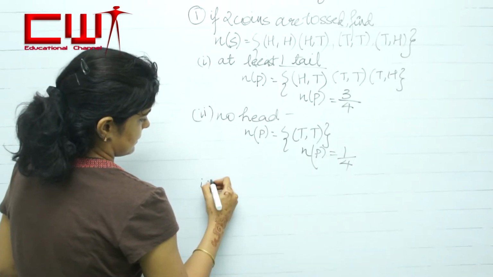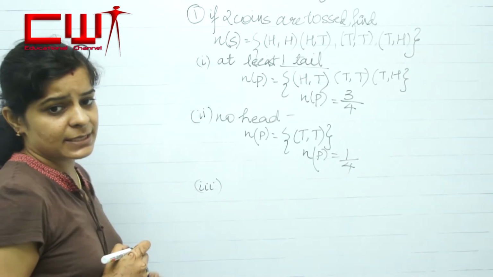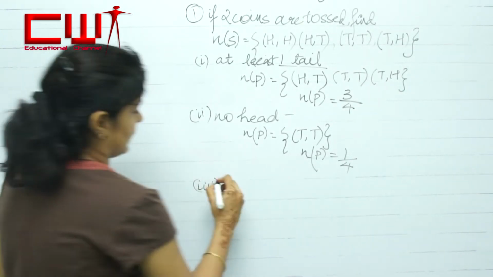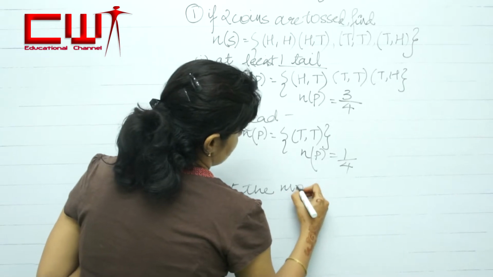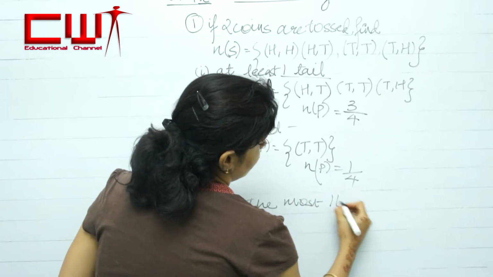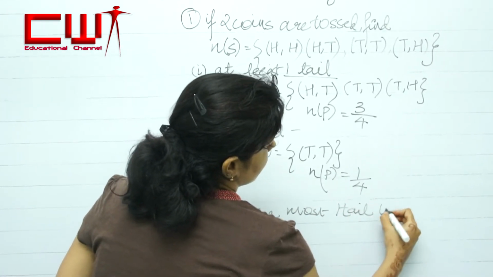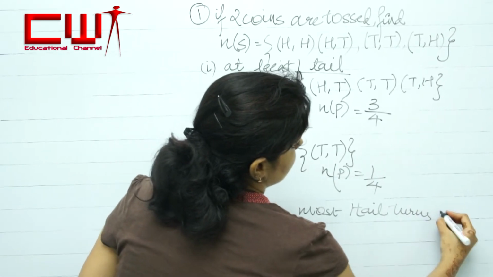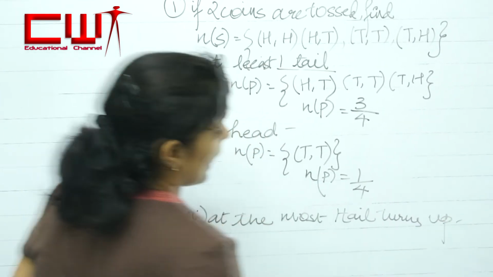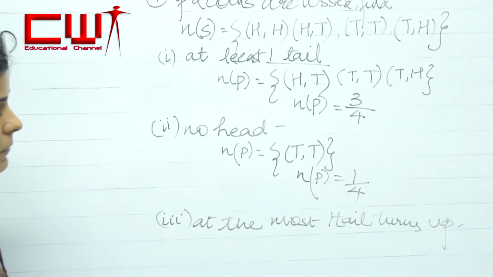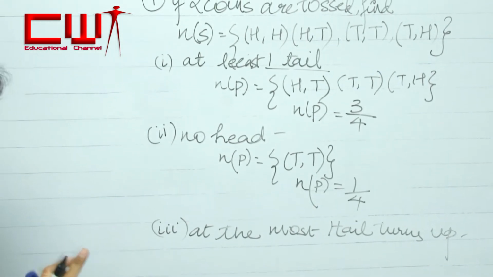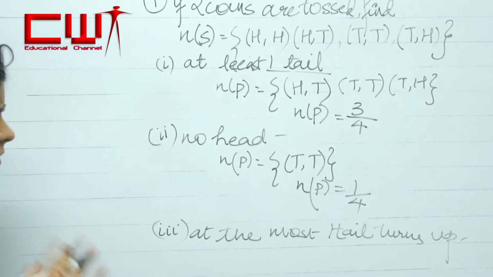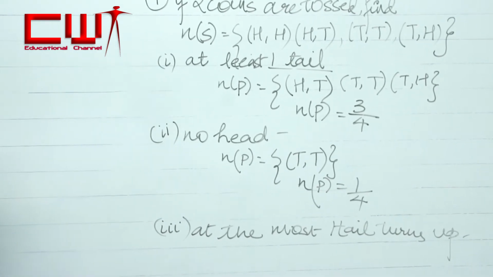Next they say at the most one tail turns up. At the most one tail turns up means to the most one tail. It should not be more than one, right? At the most 1 means it should not be more than 1. It can be 0 also.